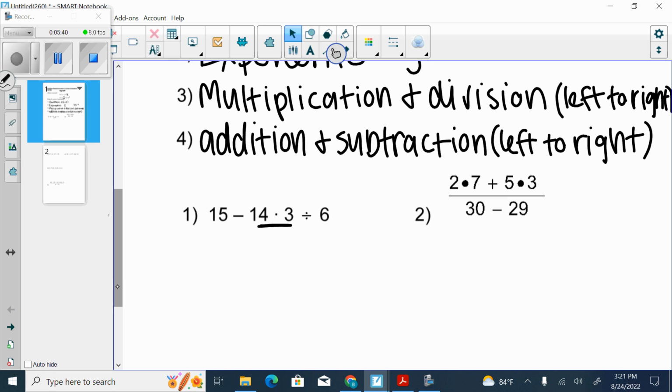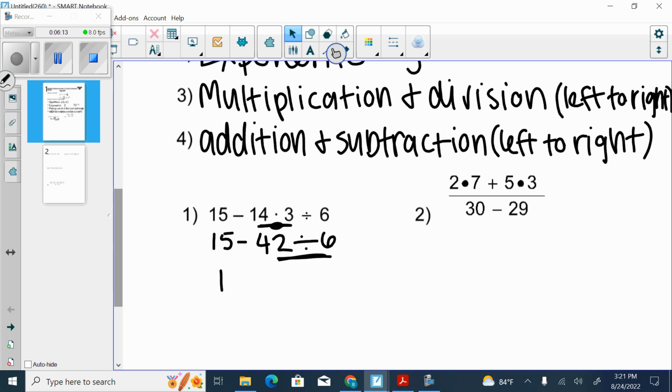Okay, so what is 14 times 3? Good. So I would rewrite this now. I'm going to have 15, bring down that negative. You guys said that this part right here becomes 42, and then we have divided by 6. Okay, so we're still on multiplication and division. Do we have any more? No more multiplication or division? We got division, right? Right here. So that's what I'm going to do next. All right, what is 42 divided by 6?